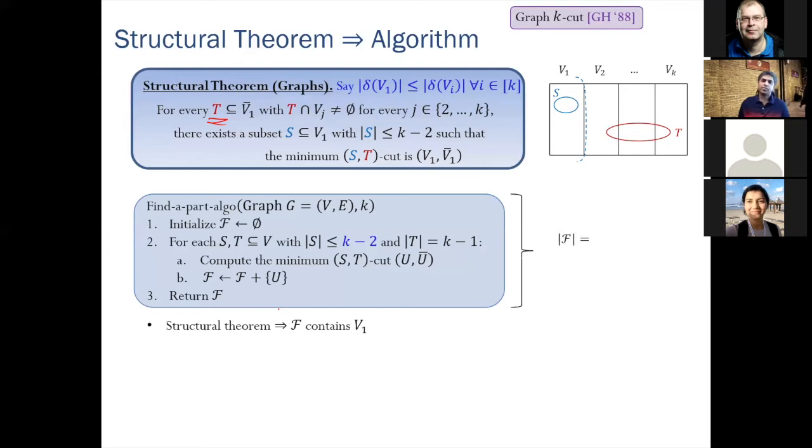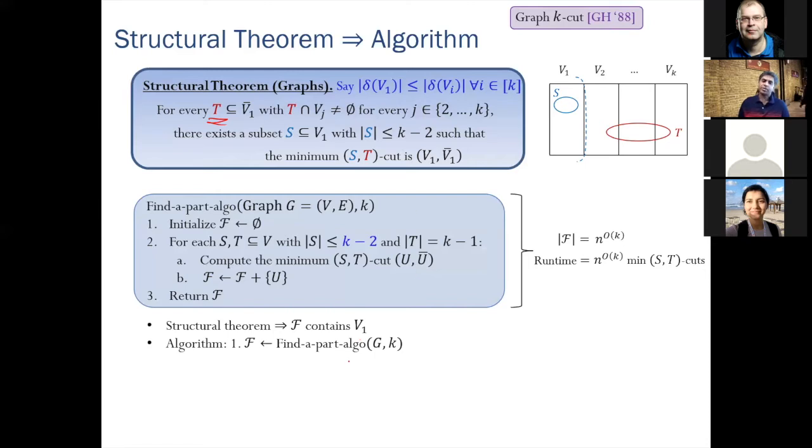Now, what is the size of the family F? Well, the size of the family is n to the order K. And the time to compute the family is n to the order K min ST cut computations. Recall that min ST cuts in graphs can be solved in polynomial time, so the runtime is n to the order K. Now we have a polynomial-sized family of subsets containing V1. With this observation, here is the algorithm.